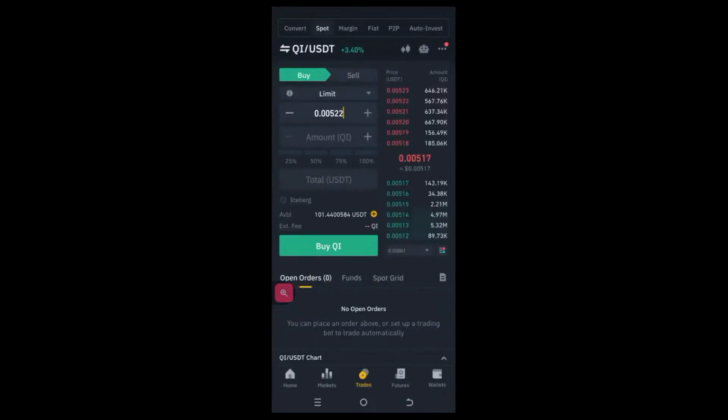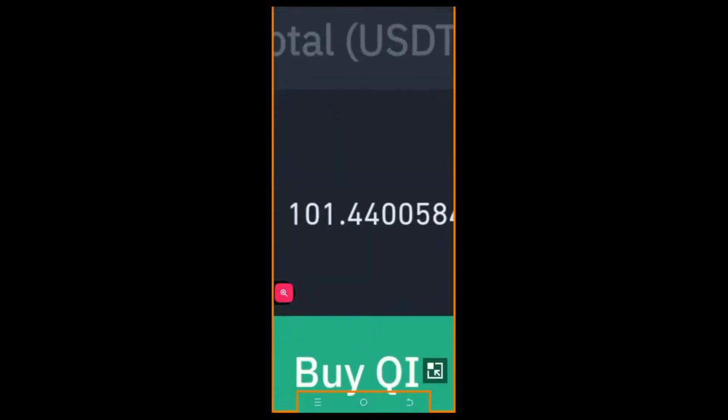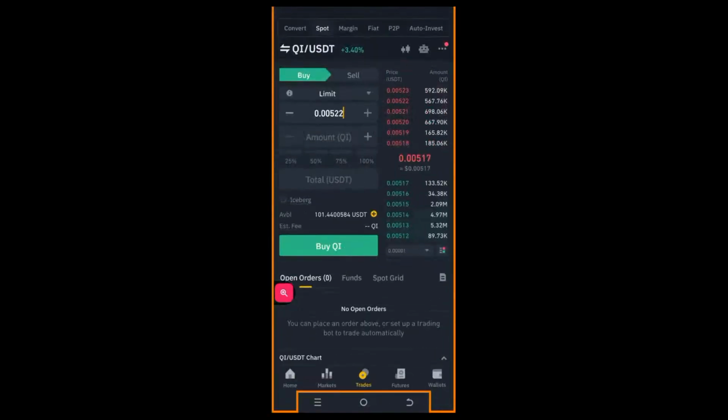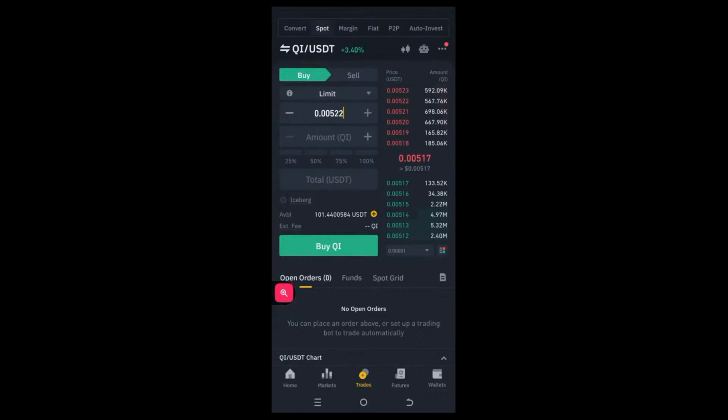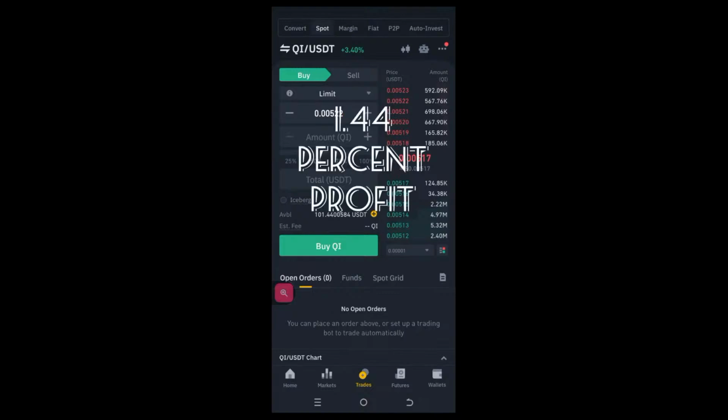Look at it. We made, how much did we make? $1.44. Wow. Of course, it was $1.54, but we had to pay 10 cents for fees. Okay. So now we're left with $1.44. Good one. 1.44% profit, which is good.